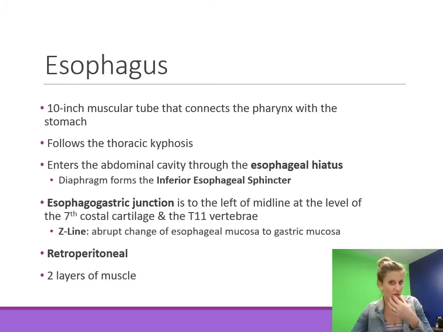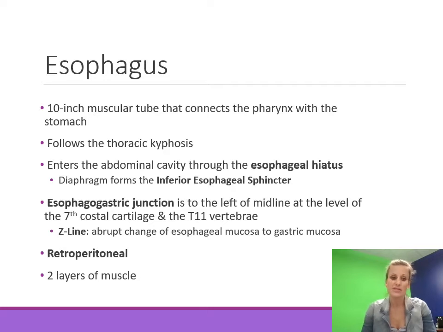So we'll start with the esophagus. The esophagus is a 10-inch muscular tube that connects the pharynx with the stomach. Specifically, it connects the laryngopharynx, the very bottom of the pharynx, with the cardia of the stomach. The cardia is the very beginning of the stomach. The esophagus is 10 inches long, but very little of it is actually present in the abdomen. Most of it is present in the thoracic cavity, or the thorax.